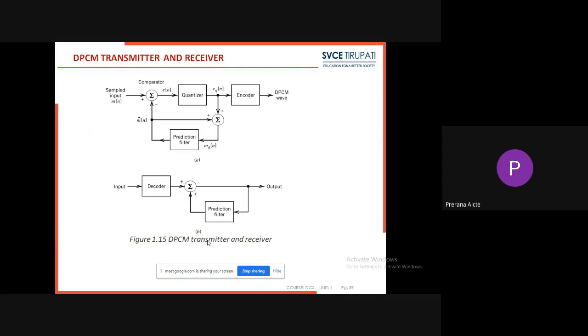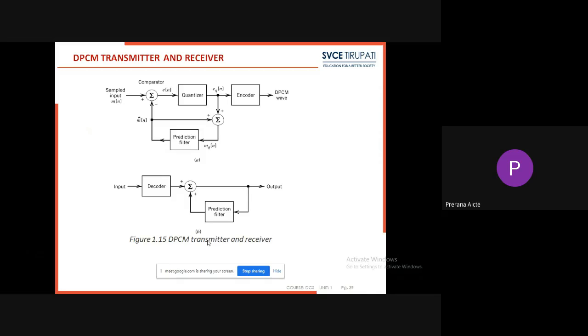If the redundancy is reduced, what is the main principle of DPCM? We are going to reduce the redundant information. So if redundancy is reduced, then overall bitrate will decrease, and the number of bits required to transmit per sample will also be reduced. We call this technique differential pulse code modulation.